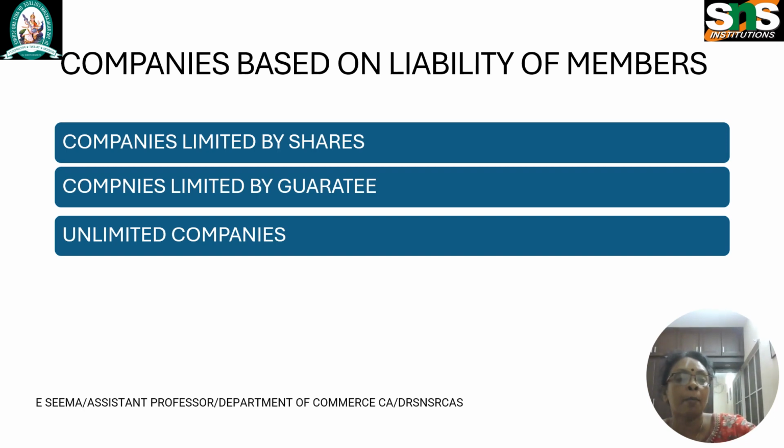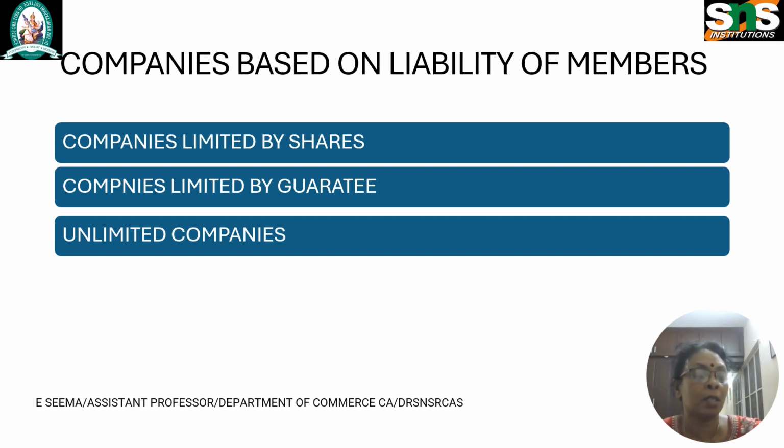And the next type of companies is government companies. Government company means a company in which not less than 51% of the paid up capital is held by the central government, any state government, or partly by the central government and partly by one or more state governments, and includes a company which is a subsidiary company of another government company.